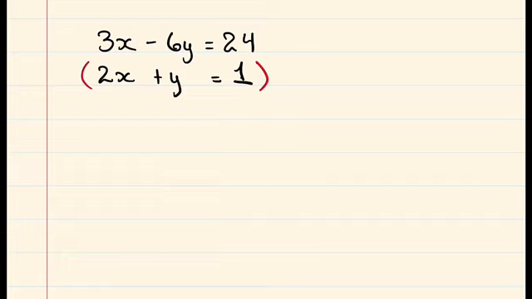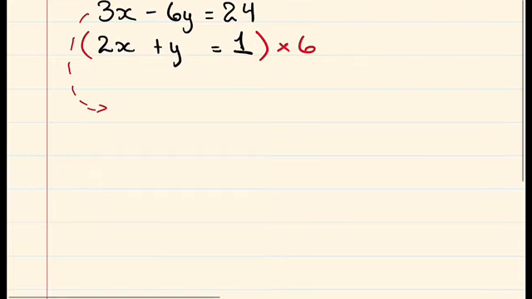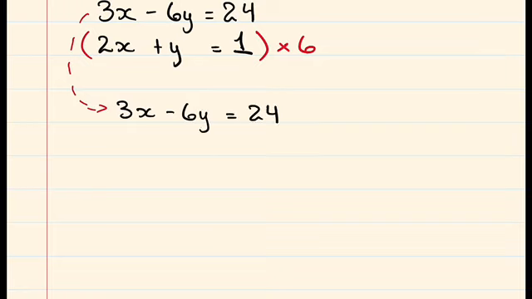So let's just multiply this whole equation by 6 so that we can get a coefficient of 6 for the y in the second equation. And we can just bring down this first equation because we want it down here. Okay, so the first equation stays the same. The second equation now we're going to be multiplying throughout by 6.